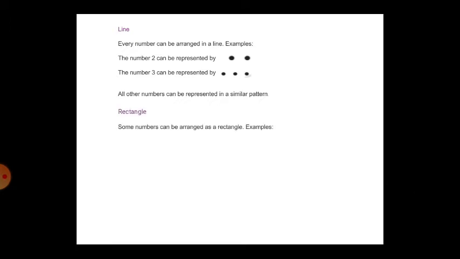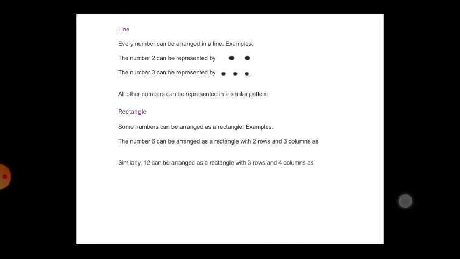Rectangle. Some numbers can be arranged as a rectangle. For example, number 6 can be arranged as a rectangle with 2 rows and 3 columns. See here, these dots are arranged like this, and it looks like a rectangle. Always take rows first: 2 rows and 3 columns. 2 threes are 6, so that is the reason there are 2 rows and 3 columns in these dots. So it is a rectangle.